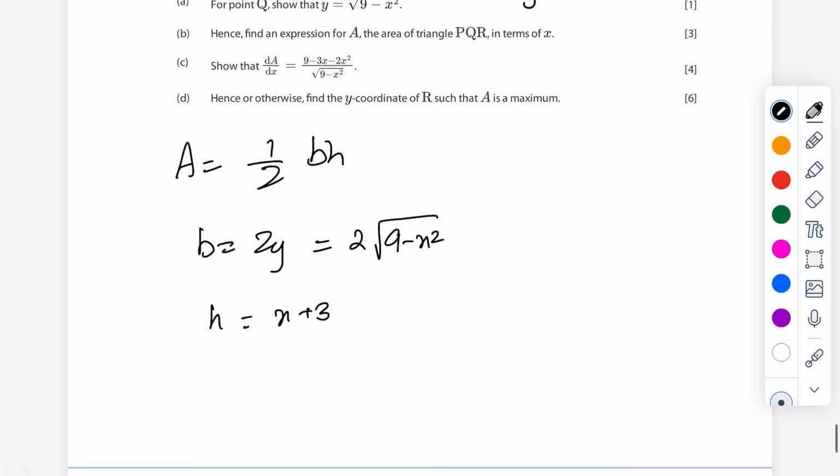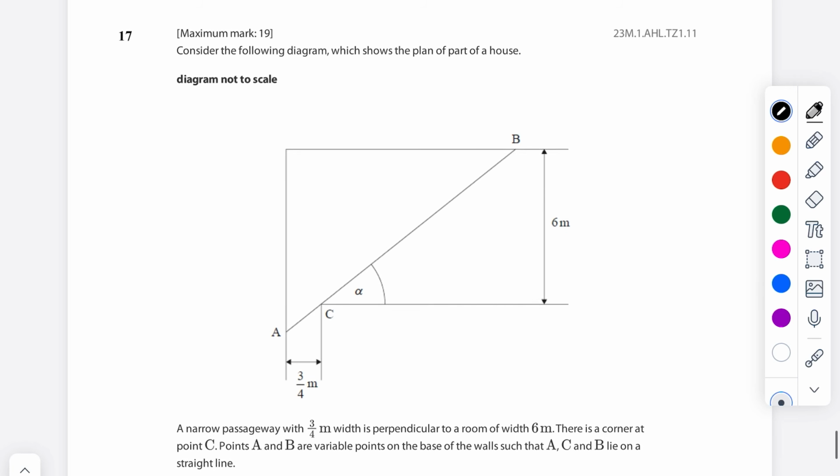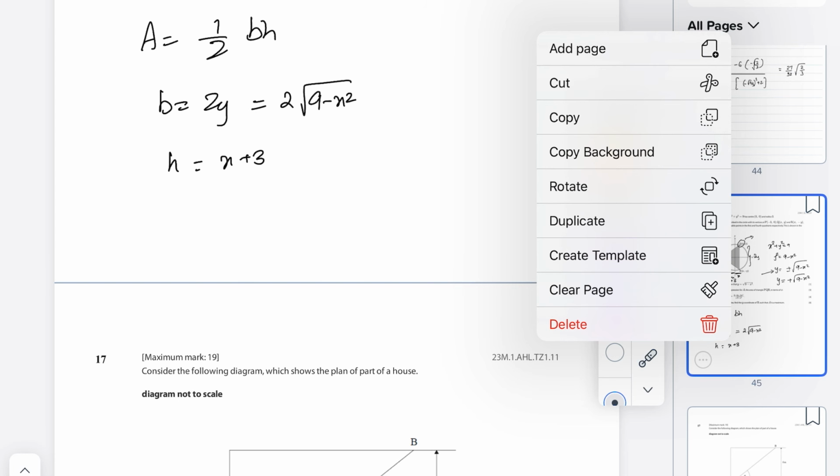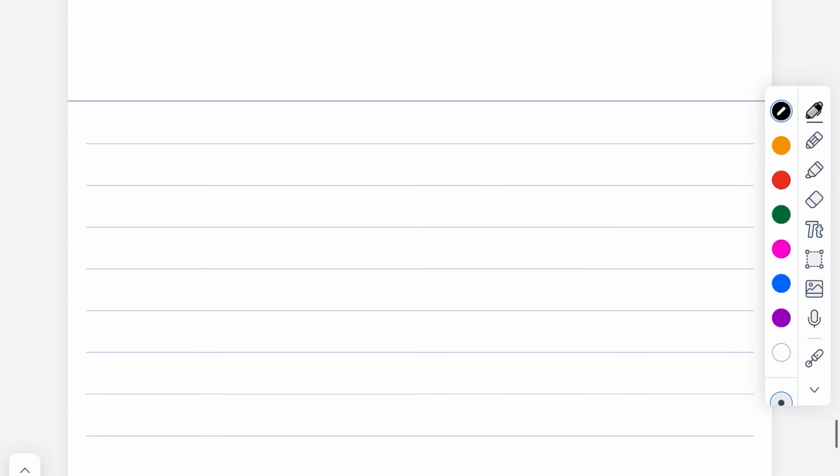So what's going to be the area? Area is, let me quickly add a page over there. So area is going to be half base, which is 2 times square root of 9 minus x square, and height is x plus 3.